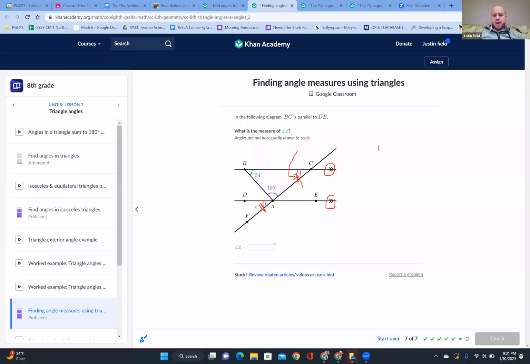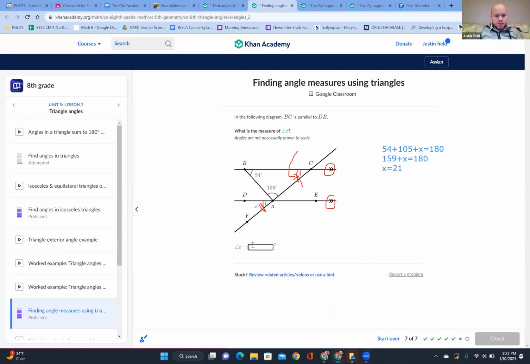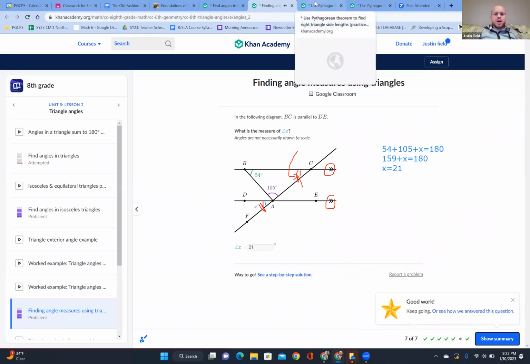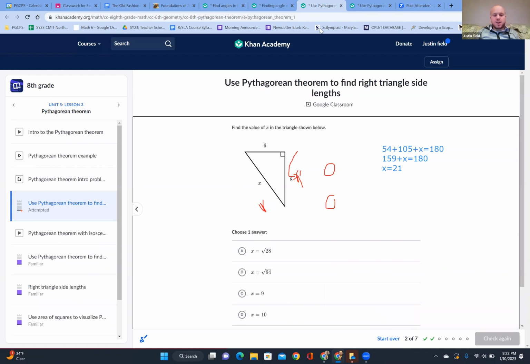So how we're going to do that. 54 plus 105 plus x equals 180. 54 plus 105 is 159, right? Plus x equals 180. Subtract, and we get 180 minus 159, it would be 21. So x is 21. All right. So there you go. Some good angle practice. Very useful. Angles are all over the place.